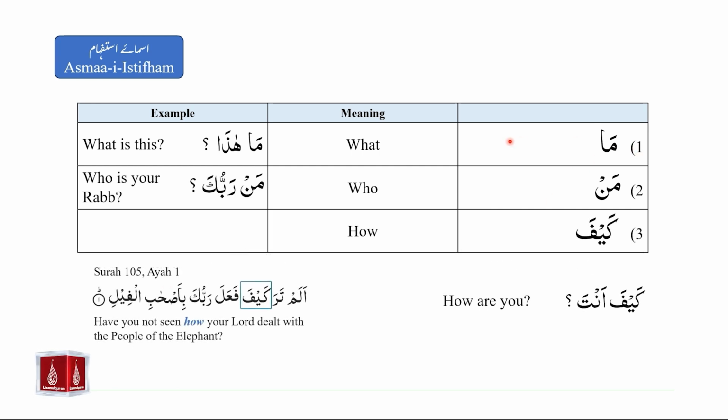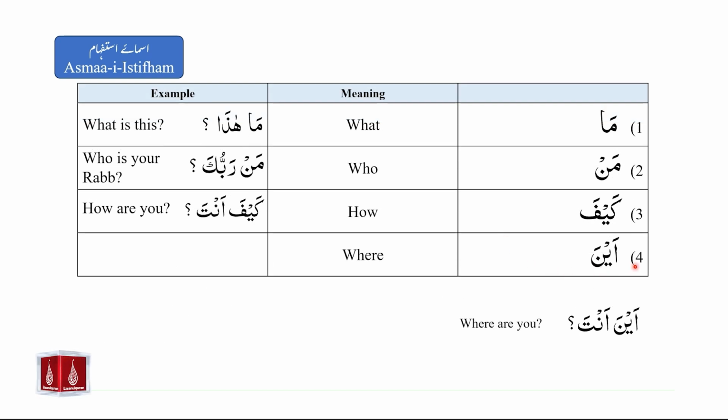After ma, which means what, and man, which means who, we have kaifa. Kaifa means how. For example, kaifa anta, how are you? And we can also look at an example from the Holy Quran, Surah number 105, ayah number 1. Alam tara kaifa fa'ala rabbuka bi ashabil fil. Have you not seen how your Lord dealt with the people of the elephant? In this ayah, the meaning of how is being created by kaifa.